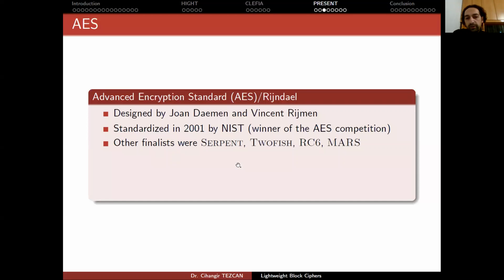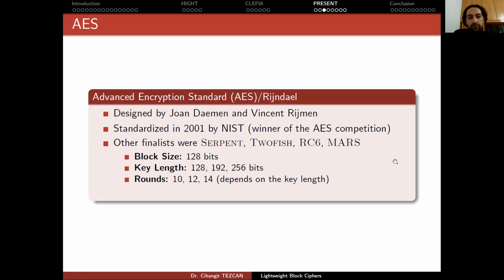Other finalists were Serpent, Twofish, RC6, and MARS. These are, as far as I know, none of them broken, and you can come across these algorithms in libraries like OpenSSL and so on. If you prefer, you can use these algorithms too.